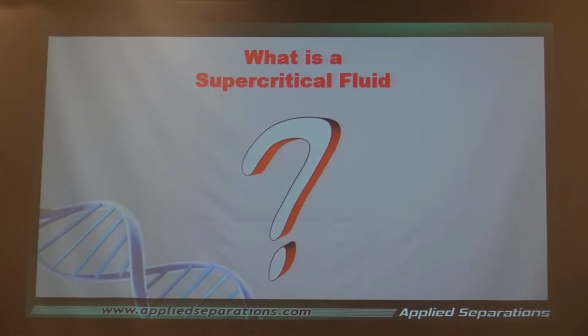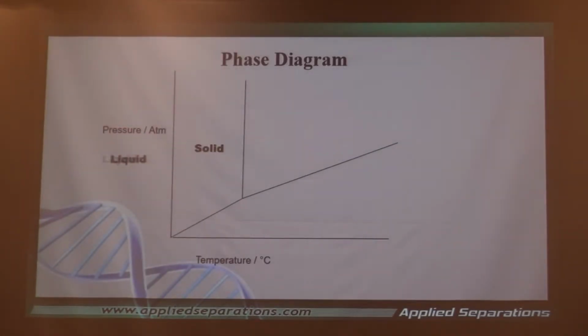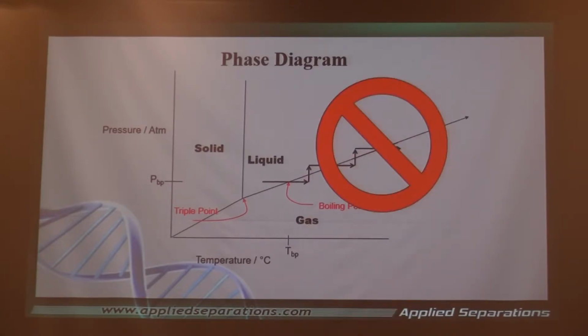So, what is a supercritical fluid? The easiest thing to do is to go into a three-dimensional PVT surface, and I'm going to take a part of that in a phase diagram. We've all gone through this, so I am going to speak quickly, because everyone knows this. If we start with a liquid and we increase the temperature, first of all, it goes to a gas. Water goes to steam. We increase the pressure again, and it goes back to being a liquid. We seemingly could do this forever, but we can't.